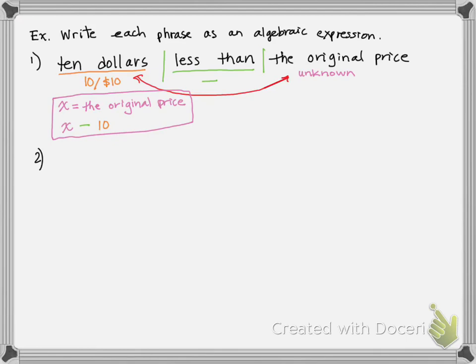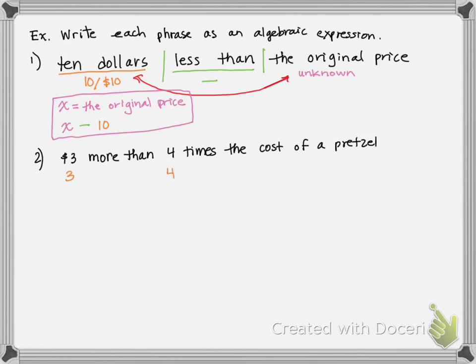All right, here's another one. Gets a little bit more. $3 more than 4 times the cost of a pretzel. Okay. So numbers are pretty easy to identify, right? Those are pretty darn easy. And let's see, what do we have for numbers? 3, 4.